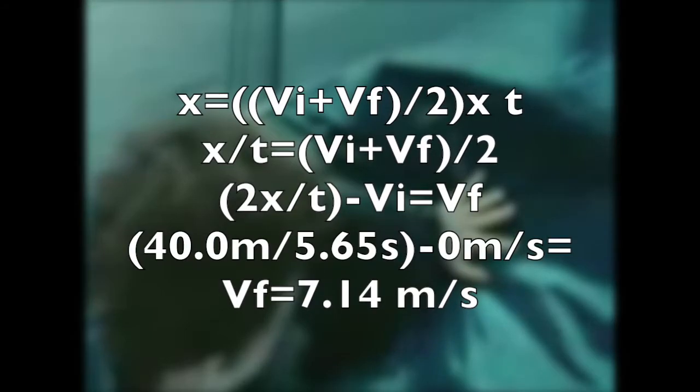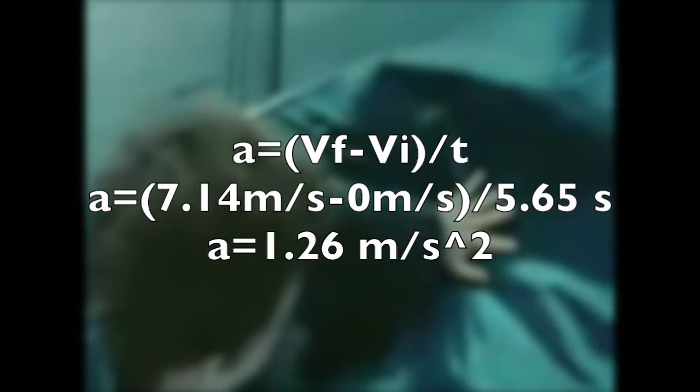We can find out the car's final velocity by using x is equal to (initial velocity plus final velocity) divided by 2, times t. As we rewrite the equation to find the final velocity, we get 2x divided by t minus initial velocity, which when we plug in the numbers, we get 40 meters divided by 5.65 seconds minus 0 meters per second, since the car was beginning at rest, which is equal to a velocity of 7.14 meters per second, meaning the car's acceleration would have been 1.26 meters per second squared.